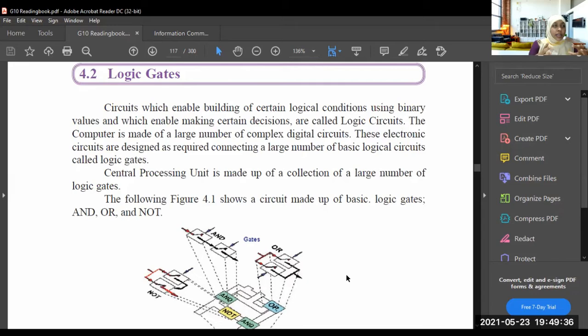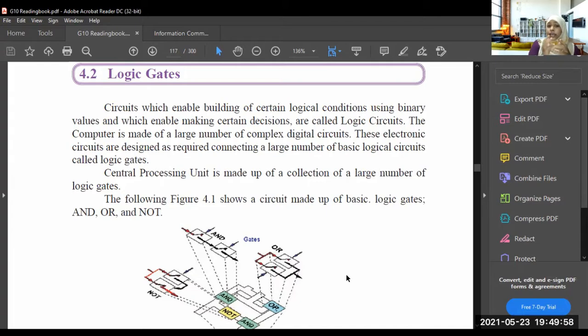If you get an electronic toy car and open it, inside there is a circuit. If you get a remote car, there is a circuit. So each and every digital device has a circuit inside. So what is this circuit? Why are we using this circuit?